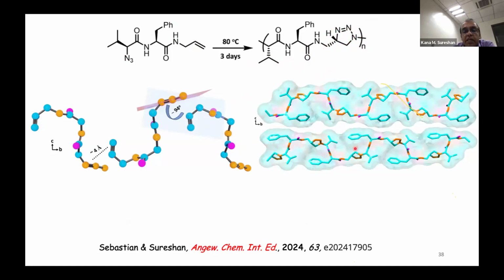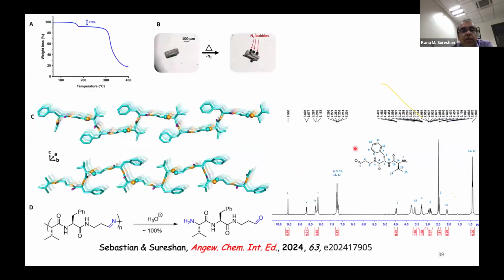So once you have imine, it's very easy. That means imine can be easily hydrolyzed to amine and aldehyde by putting a little bit of acid. So in this particular case, having this valine and phenylalanine system, we got this denitrogenation. You can see the bubbles of nitrogen escaping when you heat the crystal in oil or any solvent where it doesn't dissolve. If you heat or shine light, you can see the bubbles of nitrogen coming out. This is in oil, I believe. And of course, you can see the denitrogenation by TGA also. And what you get here is an imine.